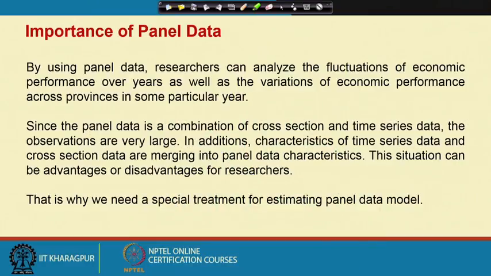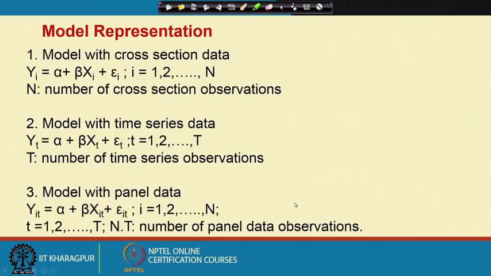So, likewise the panel data structure is very useful for problems to investigate business performance in a more attractive way. This is why we are very keen to know this particular technique, and we would like to use it in some kind of business environment.